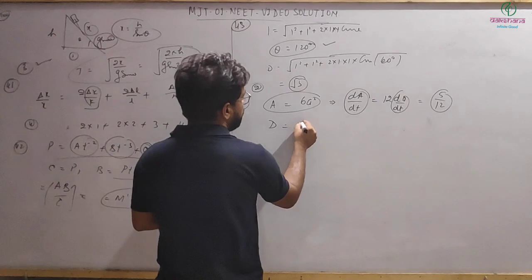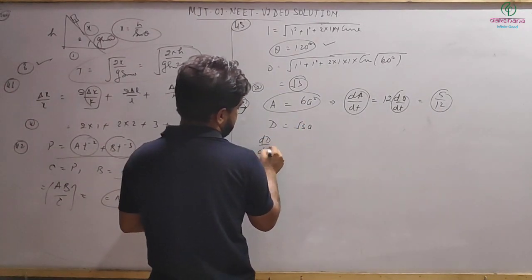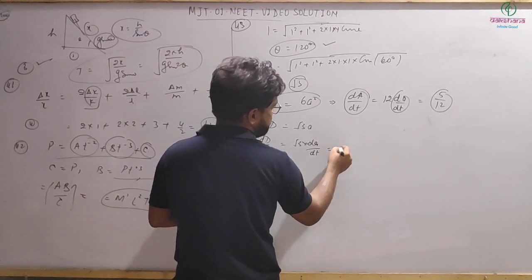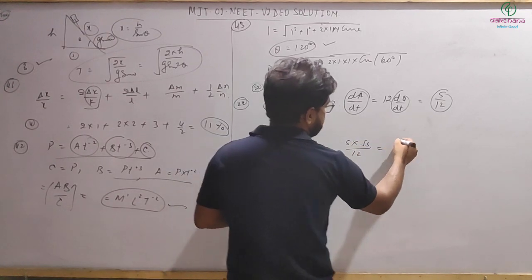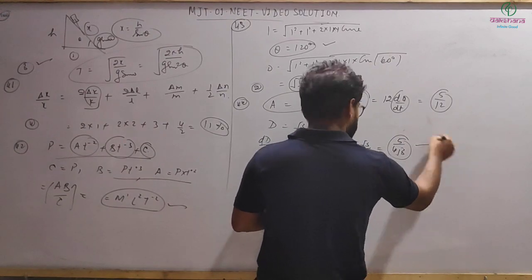Body diagonal is equal to root 3 into a, so d by dt of this is equal to root 3 multiplied by da by dt, that is equal to 5 into root 3 by 12, that is 5 by 4 root 3, matching with option number 4.